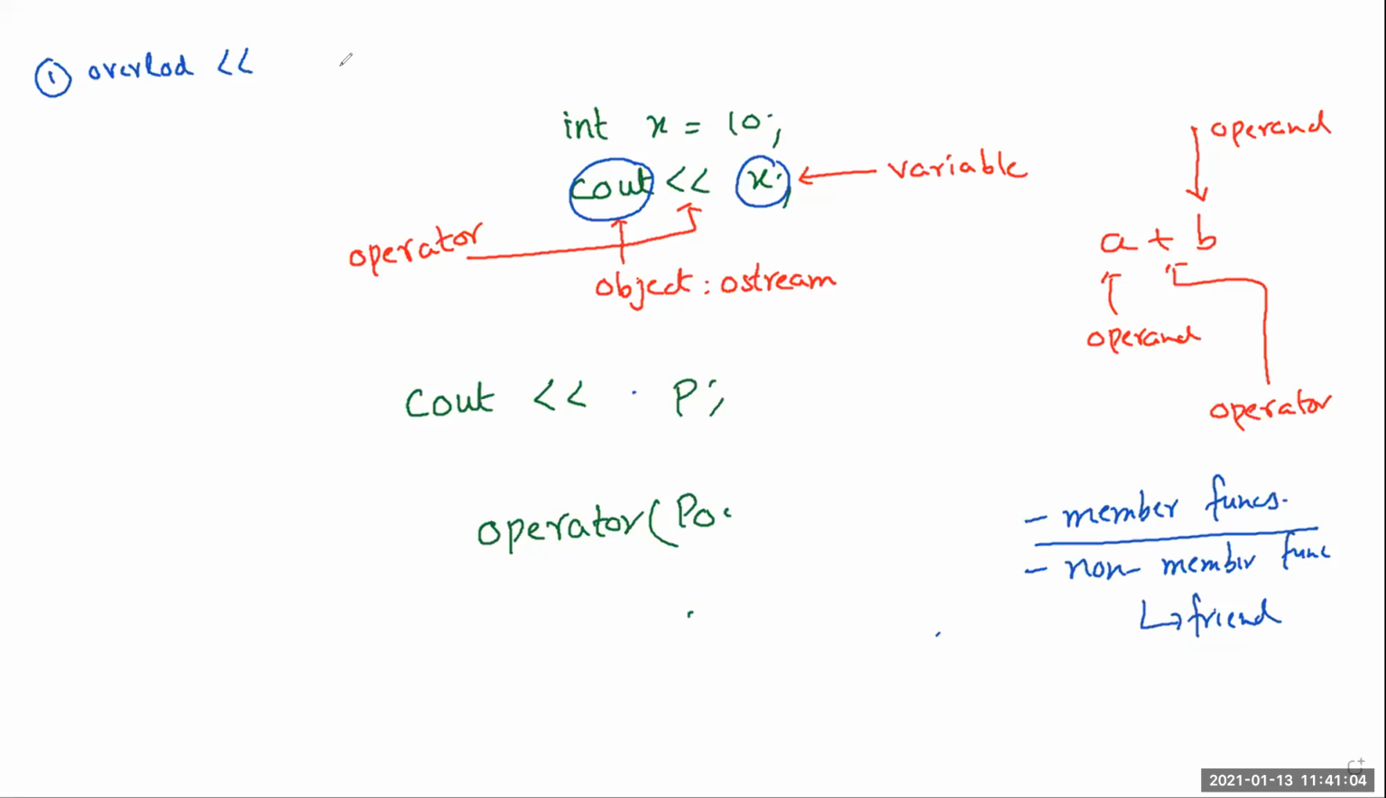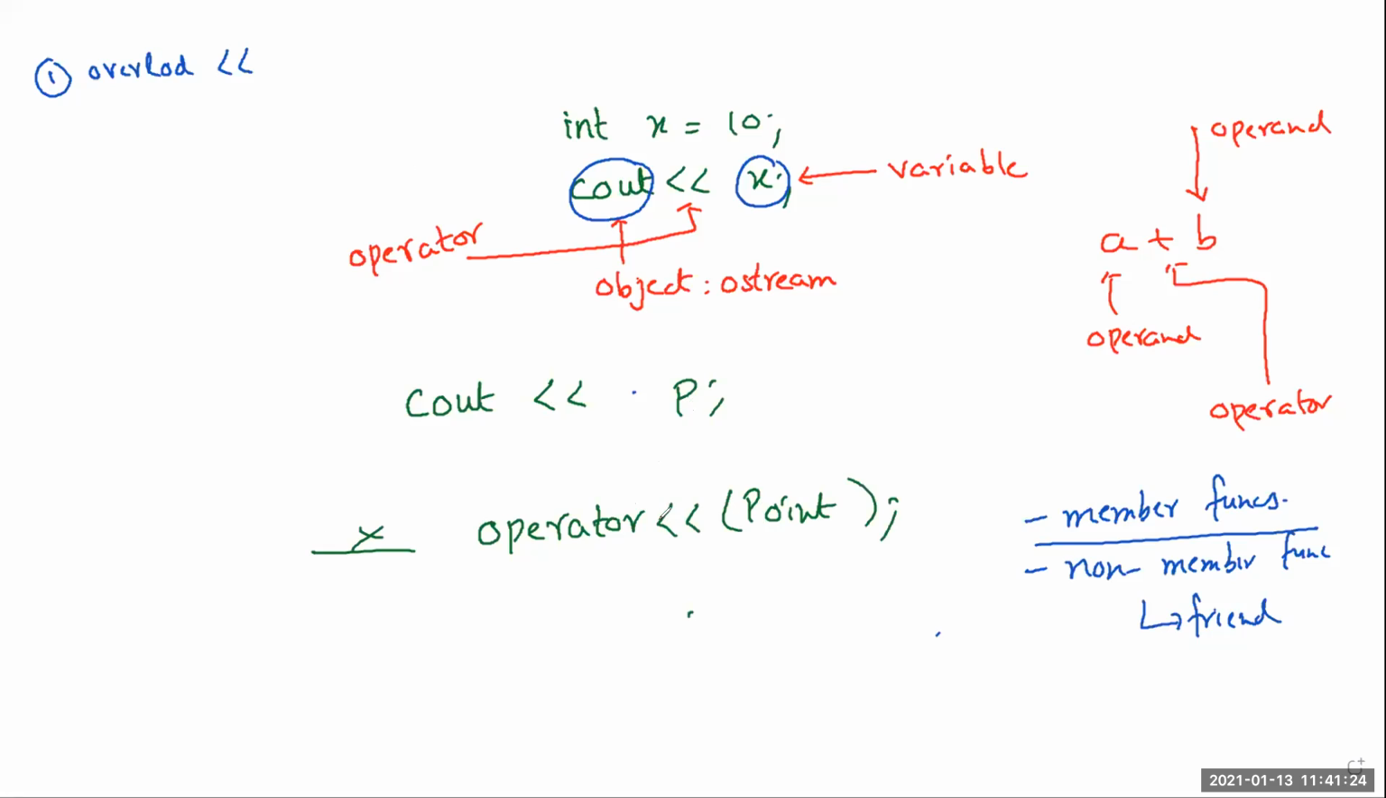Sorry, I missed the operator. Let me just correct it and then I write. So the name of the function would be this. The input to the function would be whatever is on the right side. What is on the right side? Point. Maybe something like that. Okay, let's forget about return type for the time being.